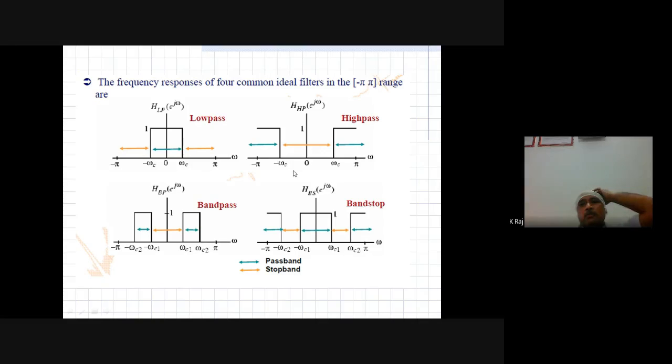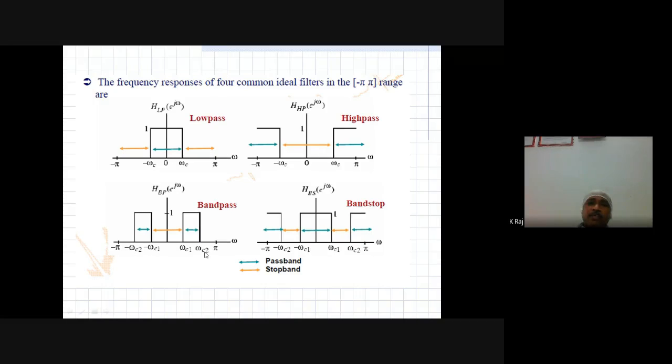Similarly, to describe the high pass filter, we will consider this, and this is for the ideal high pass filter. Here the y-axis is showing H(e^jω), and for the low pass filter we are using LP, for the high pass we are using HP, for the band pass BP, and for band stop we are using BS as subscript. So here for the high pass, the cutoff frequency will be omega c to pi. Here the pass band will be omega c to pi towards the right side, and minus pi to minus omega c towards the left side.